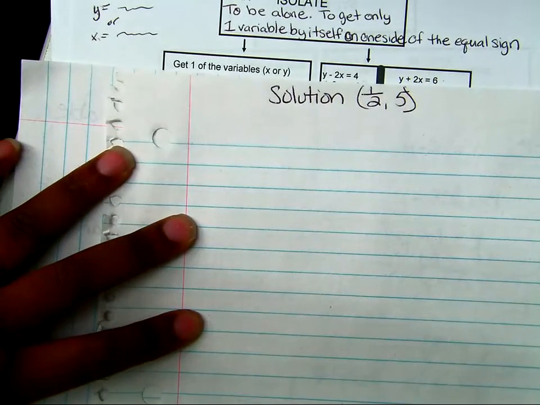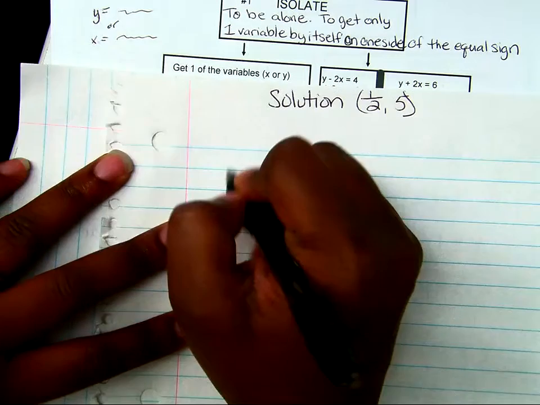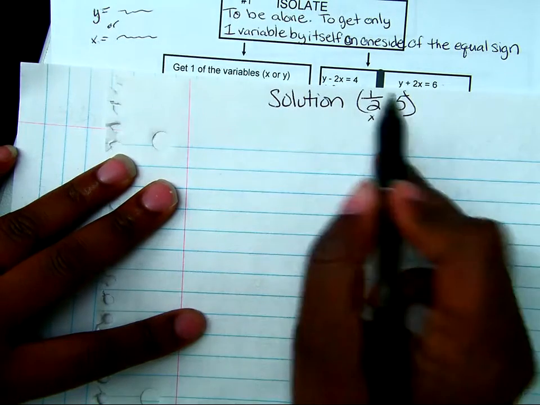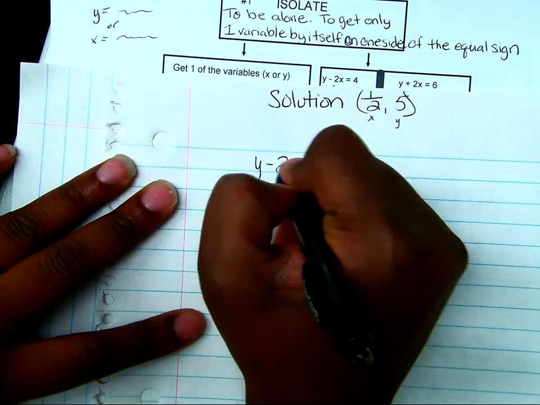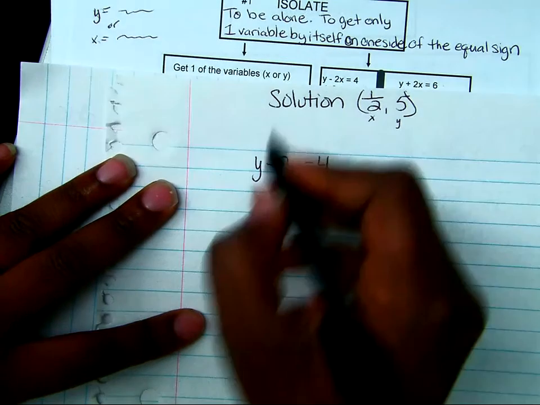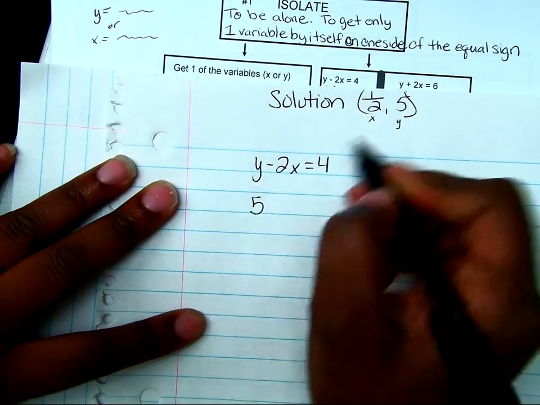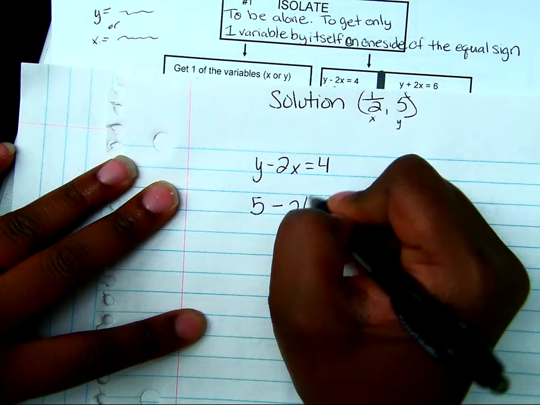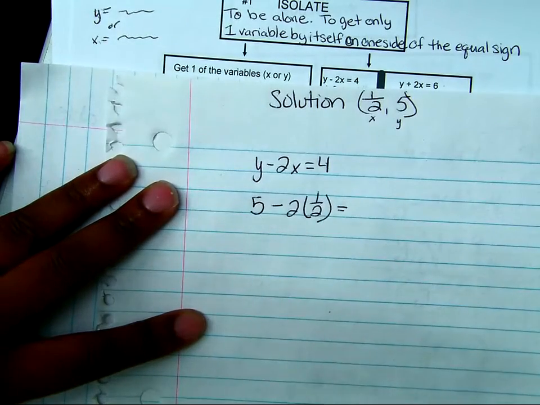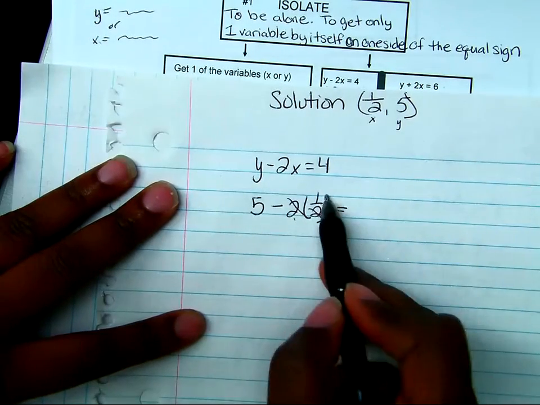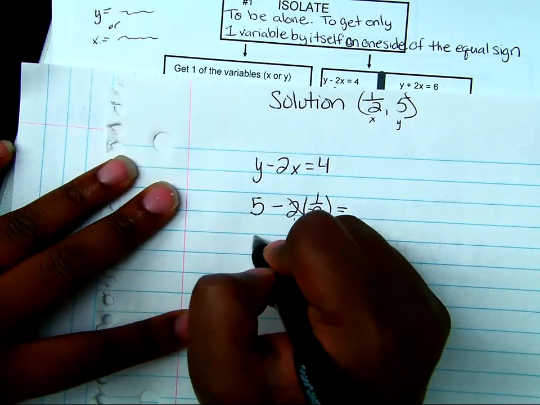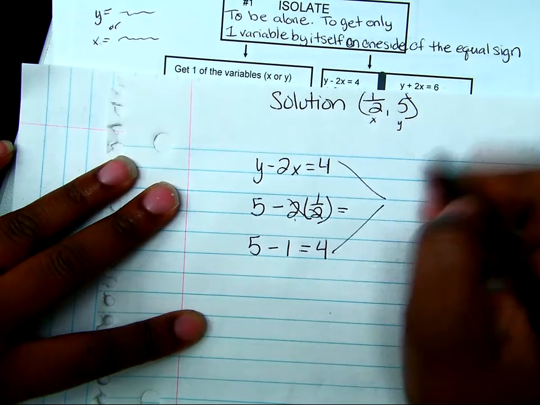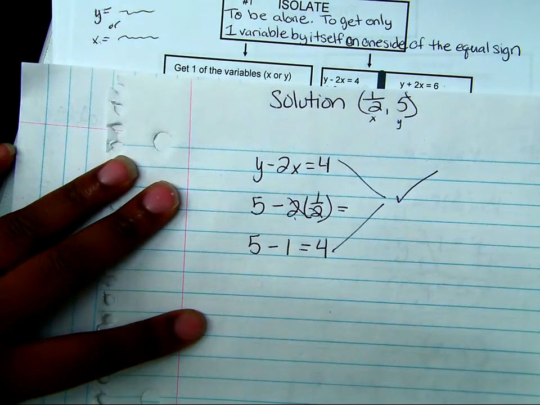So let's plug it into the first equation. Wherever I see an x, I'm going to put that, and wherever I see a y, I'm going to put that. So the original problem says y minus 2x equals 4. Let's substitute. 5 minus 2 times 1/2 equals, and we're hoping it's going to equal 4. So let's see. We know these cancel out, and that'll become 1. So 5 minus 1 equals, 5 minus 1 is 4. Check. So it worked for the first one, because they're the same.